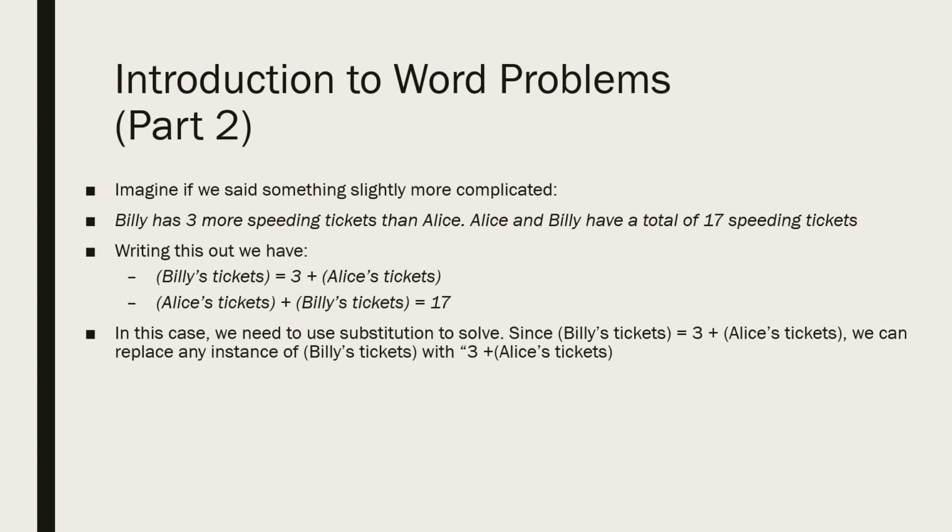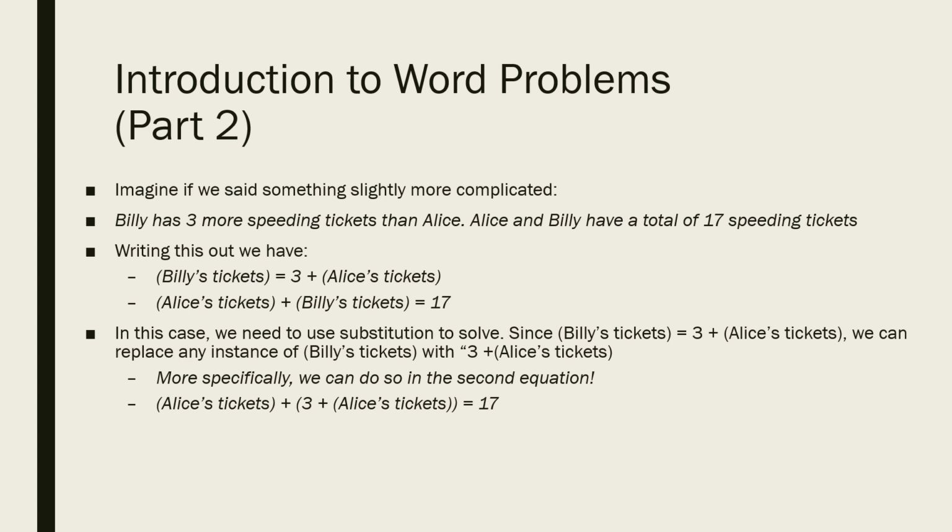And so since that's true, anytime we see Billy's tickets, we can replace that with 3 plus Alice's tickets. If we do this in the top equation, it does nothing. So we're going to do it in the bottom equation, which means that we'll say Alice's tickets plus 3 plus Alice's tickets is the same as 17. We just replaced Billy's tickets with 3 plus Alice's tickets. We can use the tricks from before and solve, and now we know that Alice's tickets is equal to 7.